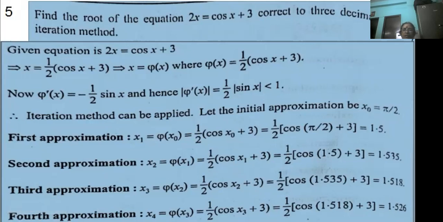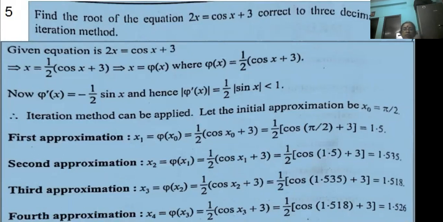So x1 is equal to phi at x naught, which is 1 by 2 into cos x naught plus 3. 1 by 2 into cos of pi by 2. Cos 90 is 0. So 3 by 2, that is 1.5. Now the second approximation x2 is given by phi at x1, that is 1 by 2 into cos x1 plus 3. That is half into cos 1.5 plus 3. For the simplification, we can show that this is equal to 1.535. The third approximation x3 is given by phi at x2, 1 by 2 times cos x2 plus 3, 1 by 2 into cos of 1.535 plus 3. That is equal to 1.518.